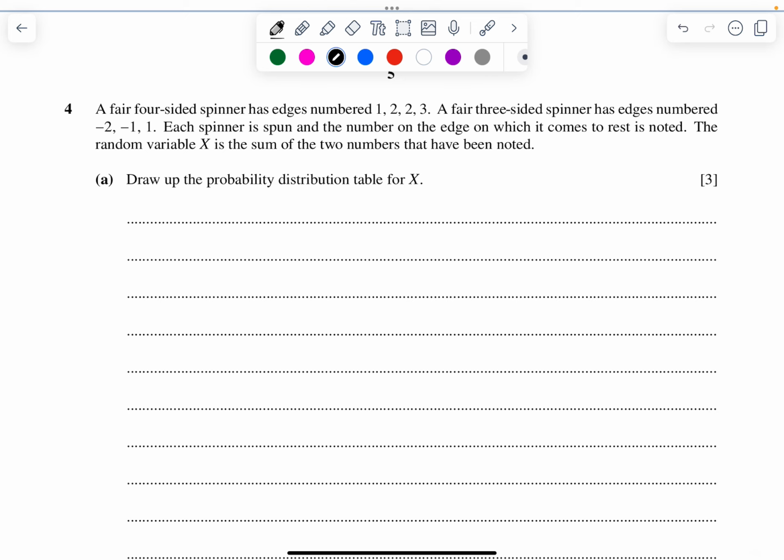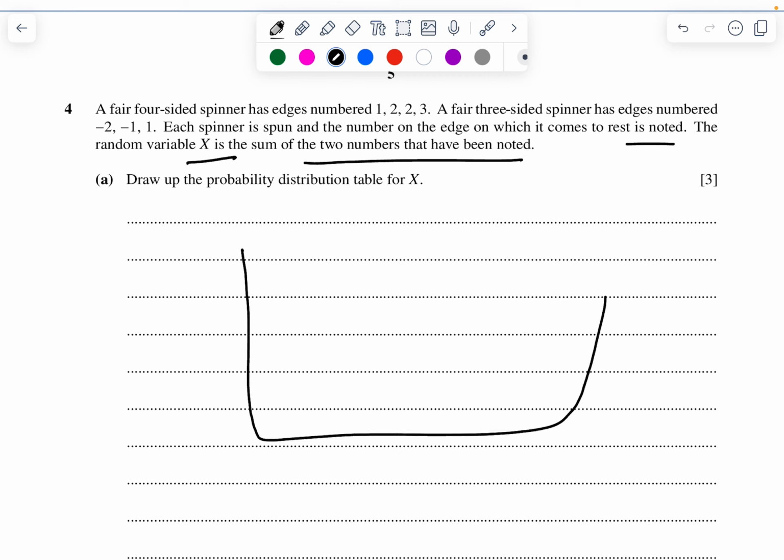Question number 4. A four-sided spinner has edges 1, 2, 3. A three-sided spinner has edges minus 2, 1, minus 1, 1. Each spinner is spun and the number on the edge it comes to rest on is noted. The random variable X is the sum of the numbers that have been noted.